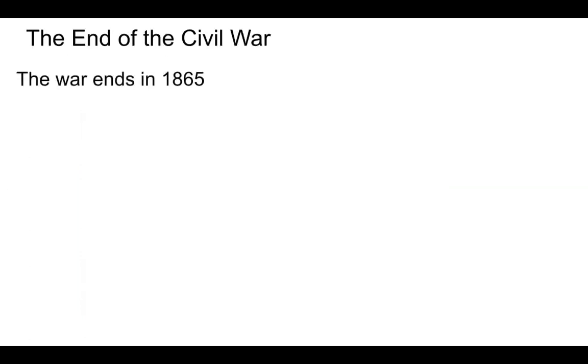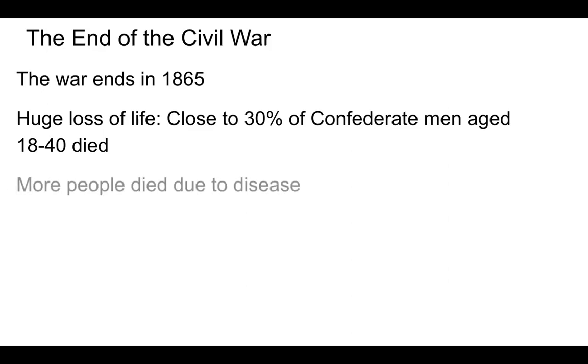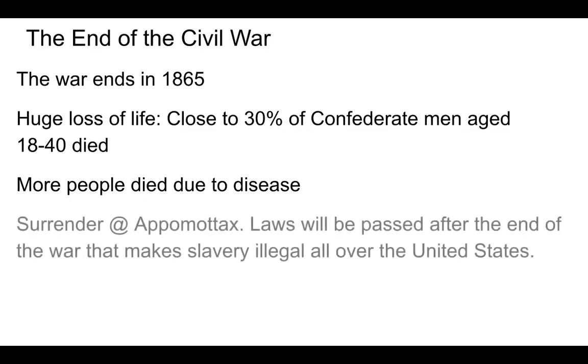So the Civil War ends in 1865. Just huge loss of life, especially for the Confederacy. 30% of Confederate men aged 18 to 40 die over the course of this war. So this is going to be just a huge uphill battle from here on out for our southern states to try to catch up. More people are going to die due to disease than to actual injuries happening in the battle. So the surrender happens at a place called Appomattox.